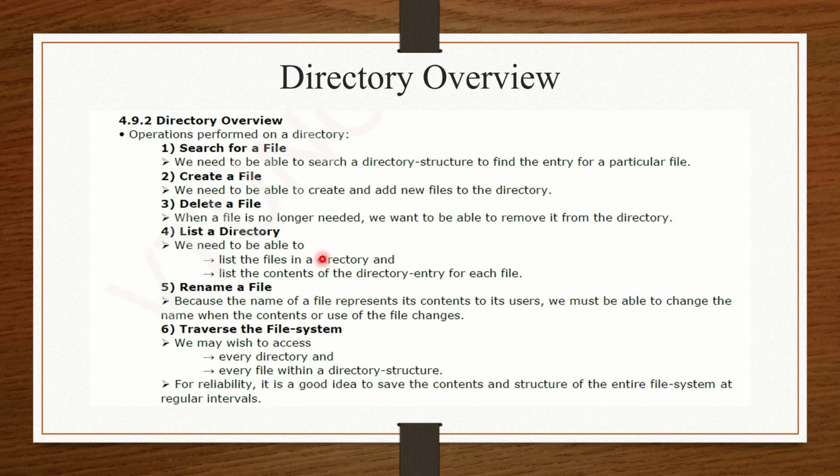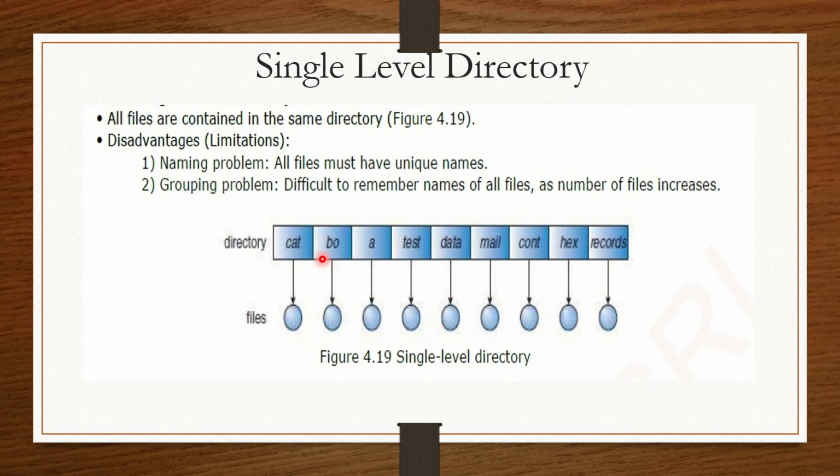What are the operations you can do on a directory? The first type of directory we are going to discuss is the single level directory. As I already told you, many files are grouped together inside a directory. A directory not only holds the files, it also maintains a separate table in which it keeps all the file information details inside the directory structure.